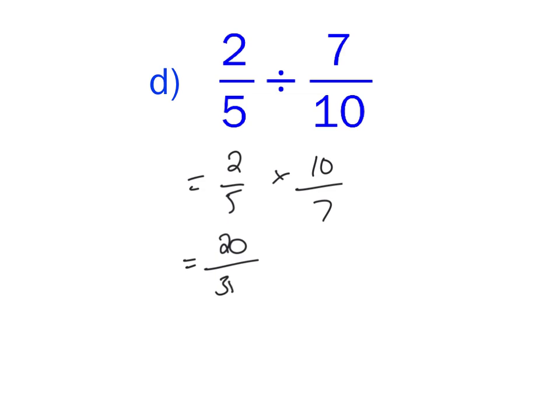20/35. 2 times 10 is 20. 5 times 7 is 35. That can be simplified. What can it be simplified to? 4/7. By dividing both the top and bottom by 5.